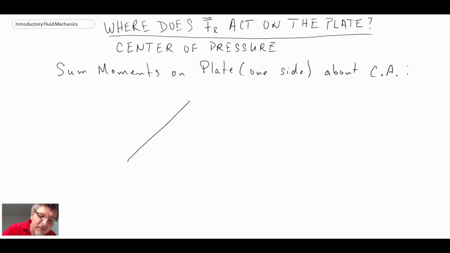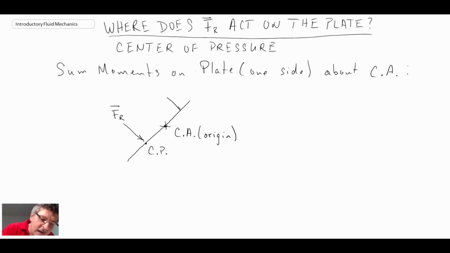So let's sketch out our plate. Here was the plate, and let's say, just for sake of argument, the center of area was right there. What we have is the resultant force due to the fluid, and it's acting at this location, which we've referred to as the center of pressure. Right now, that's unknown. When we were deriving our equations, we established the center of area as being the origin of our plate, so that was the origin where the x and y axes were located.